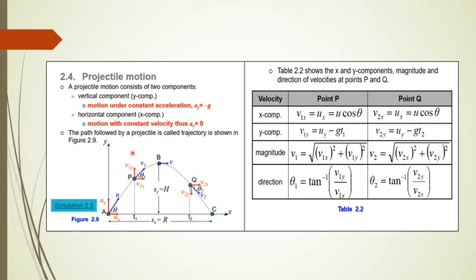The magnitude of V1 equals the square root of V1x squared plus V1y squared, whereas the magnitude of V2 equals the square root of V2x squared plus V2y squared. The direction θ1 at point P will be arctangent V1y over V1x, and θ2 at point Q will be arctangent V2y over V2x.